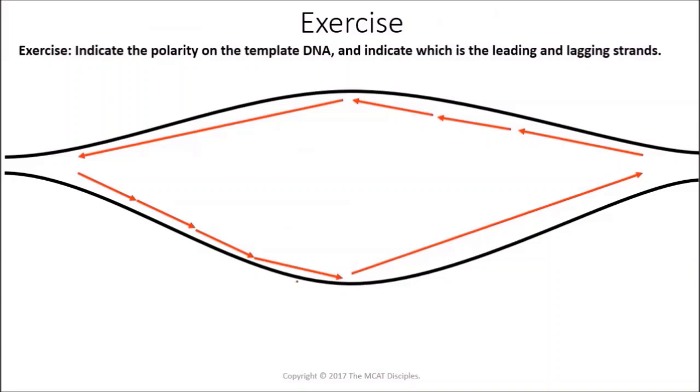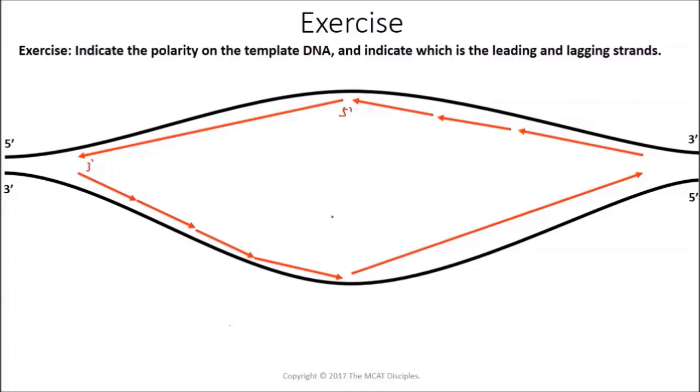So here's the next exercise for you. I want you to indicate the polarity on the template DNA and indicate which is the leading and lagging strands. Here are the answers. This is 5', this is 3', this is 3', this is 5'. How do I know that? Well, I know this is going 5' to 3', because that's just the arrow notation. That's what that means. 5' to 3'. So then clearly this has to be going 5' to 3', because I know the rules for annealing. I know that if I'm going to anneal DNA together, one has to be going 5' to 3', the other one has to be the opposite orientation.